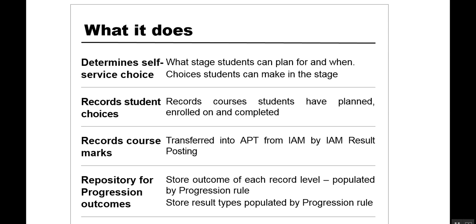For example, compulsory courses that are in their AIR will be in their APT, and they'll be turned into course enrollments from their APT using the APT enrollment functionality.